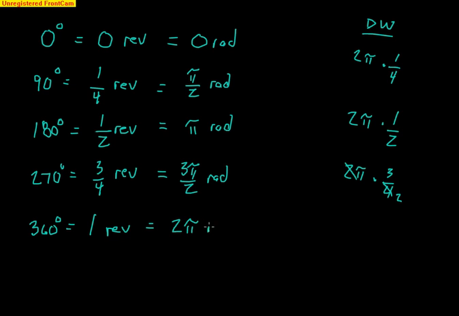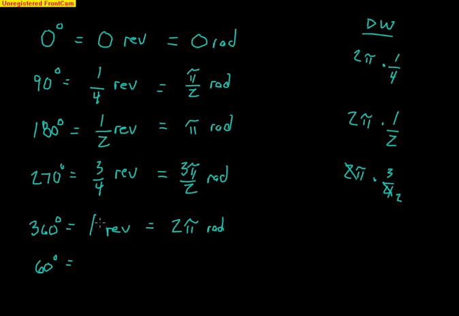Okay, so based on this idea of thinking about how many revolutions that degree is, you can convert that to radians. So let's do 60 degrees. What fraction of a circle is 60 degrees? Well, obviously 90, 180, 270, 360 are easy, but think where I got that from. 90 degrees out of 360. 90 divided by 360 is 1/4. 180 divided by 360 is 1/2. 270 divided by 360 is 3/4. 360 divided by 360 is 1.